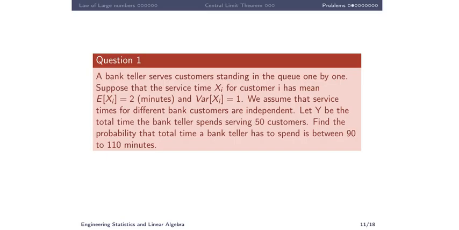One example: a bank teller serves customers standing in the queue one by one. Suppose that the service time Xi for customer i has mean E of Xi equal to 2 and variance of Xi equal to 1. We assume that the service times for different bank customers are independent. Let Y be the total time the bank teller spends serving 50 customers. Find the probability that the total time the bank teller has to spend is between 90 and 110 minutes.